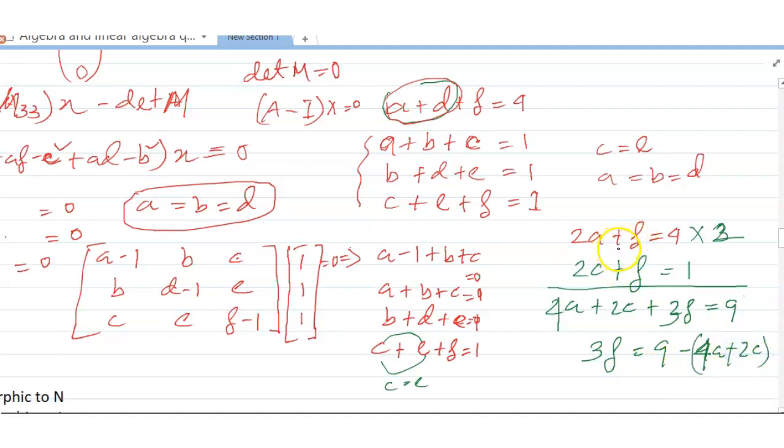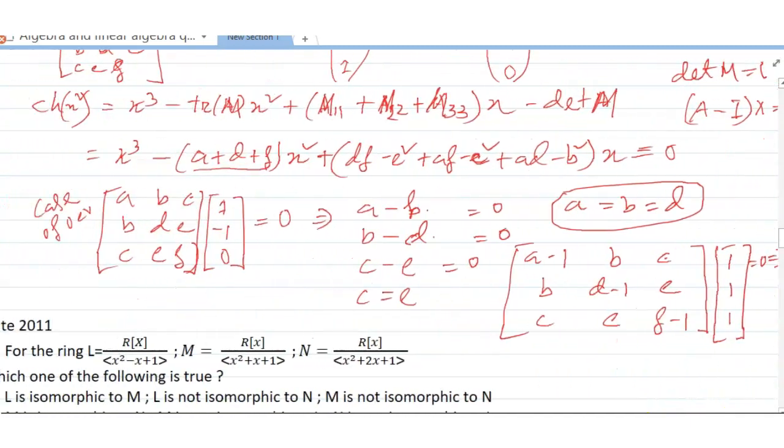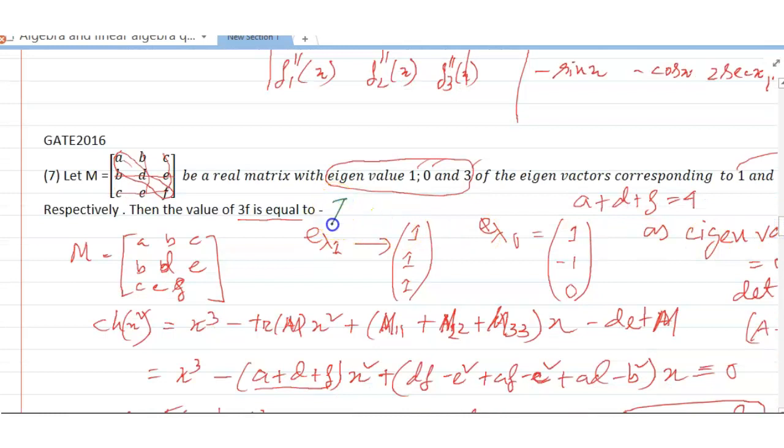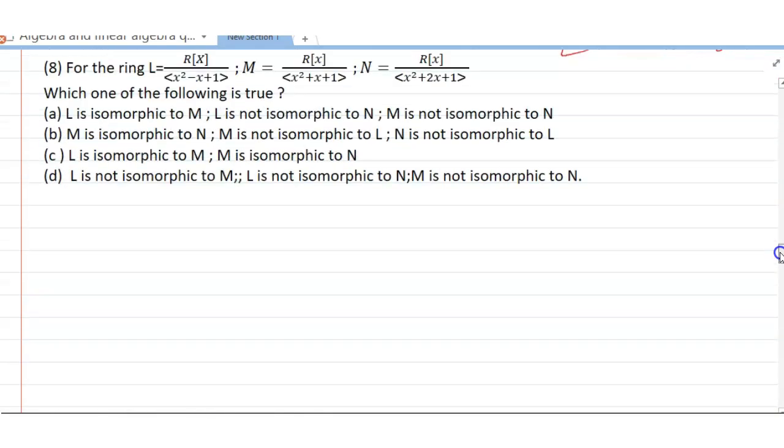Now we see that a plus b plus c is equal to 1, so 2a plus c is equal to 1. So 4a plus 2c equals 2. So 9 minus 2 is equal to 7. So according to the question, what they are asking, 3f is equal to 7.